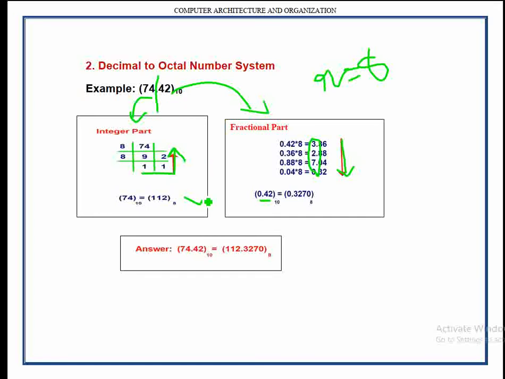So now we have the octal equivalent value for both the integer part as well as the fractional part. If we combine these two values, we can get the final octal equivalent value for the given decimal number. That is, 112 we take from the integer part, and 0.3270 we take from the fractional part. If we combine both values we will get 112.3270. So this is the octal equivalent value for the given decimal number 74.42.